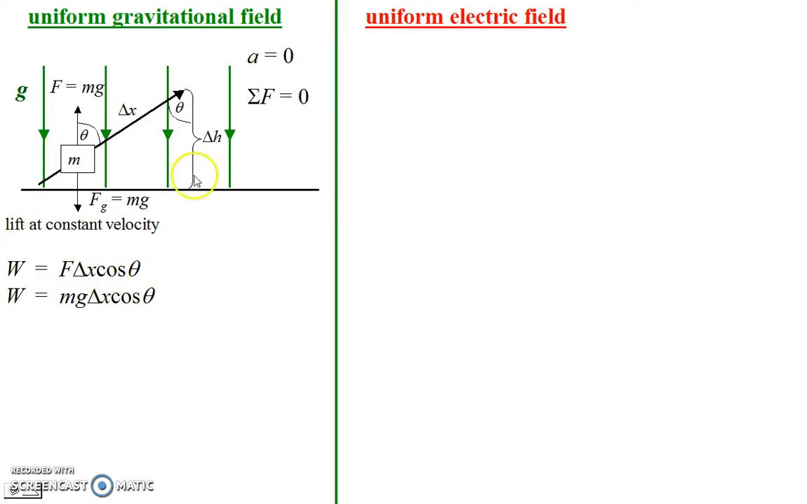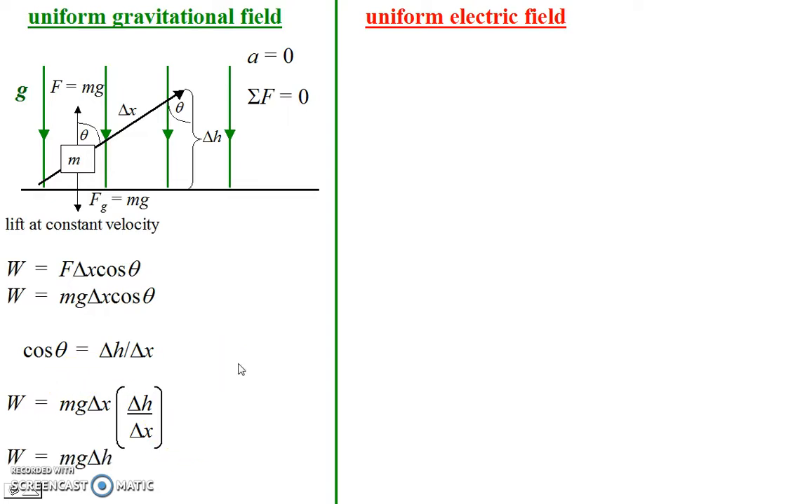So looking at this triangle, what is cosine theta equal to? Go ahead and pause the video and write down what you think cosine theta is in relation to this big triangle. Of course, it's going to be adjacent over hypotenuse. That's going to be delta H, adjacent, over hypotenuse delta X, looking at the geometric dimensions of this triangle. So here's cosine theta, which we put in here. So it's mg delta X times delta H over delta X. And already you should see the delta X's will cancel, no problem there.